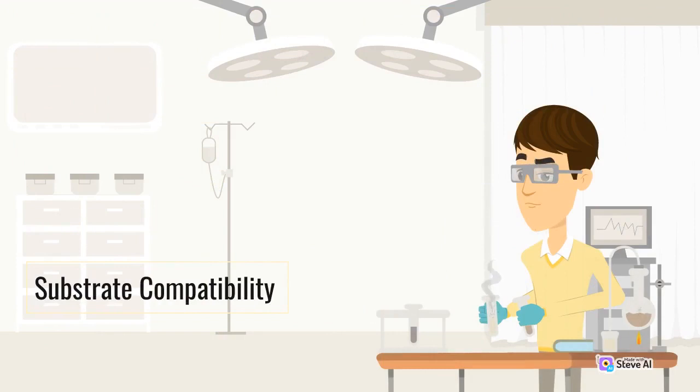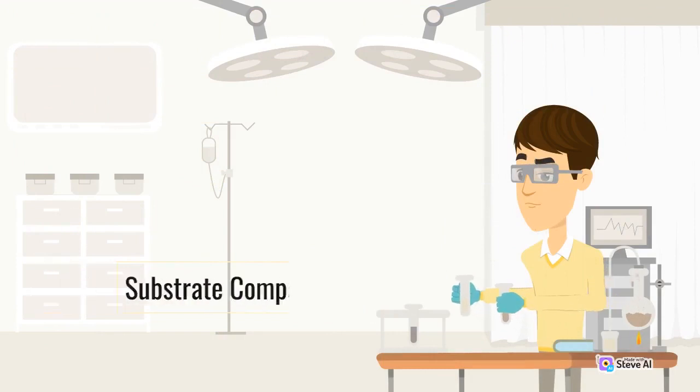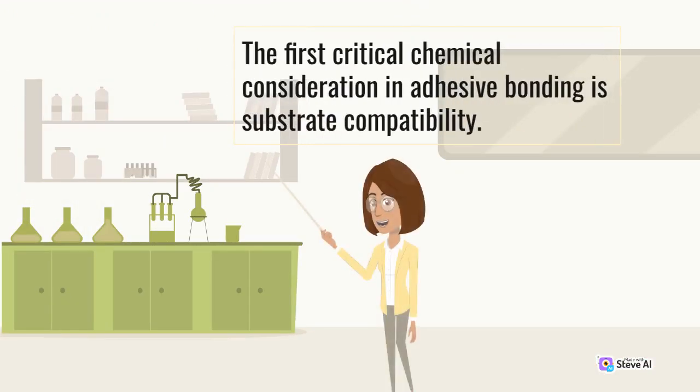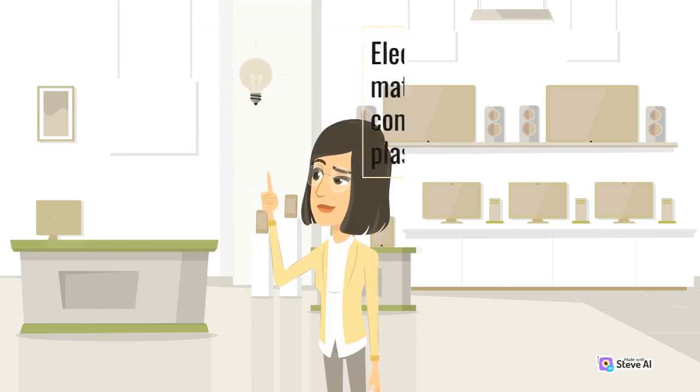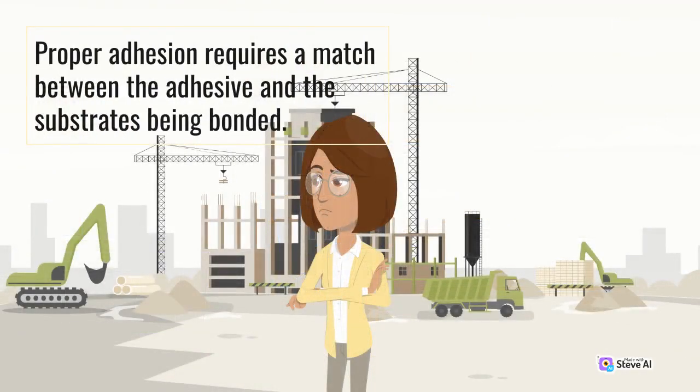Substrate compatibility. The first critical chemical consideration in adhesive bonding is substrate compatibility. Electronics involve a wide range of materials with varying chemical compositions, including metals, plastics, ceramics, and composites. Proper adhesion requires a match between the adhesive and the substrates being bonded.